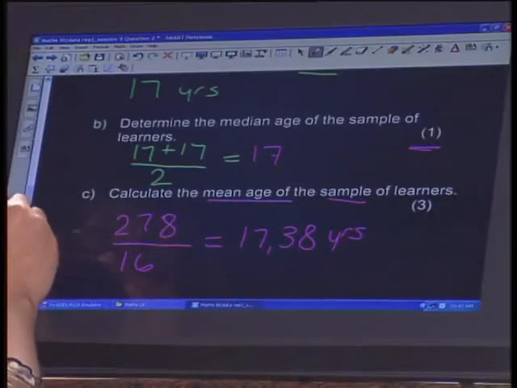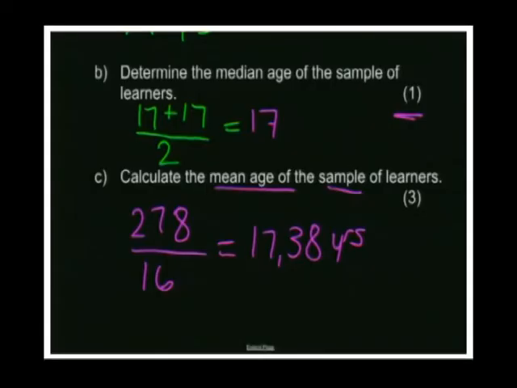Right, let's move on to the next part of the question. Before we move on to the next question, I just want to double check. Have I actually answered the question correctly? Reread the question, as I keep telling you to do over and over again. Calculate the mean age of the sample of learners. I have done that. So now I can safely move on to the next part of the question.